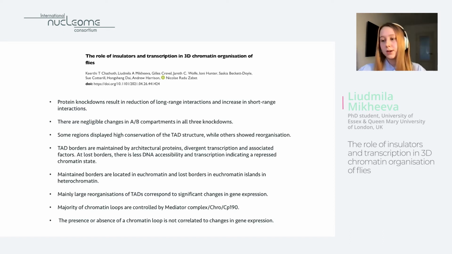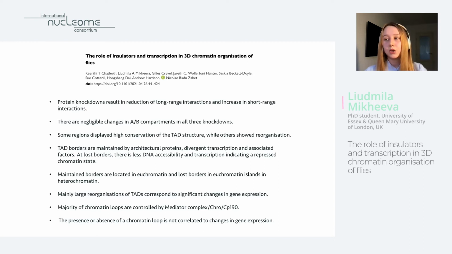First of all, protein knockdowns result in reduction of long-range interactions and increase in short-range interactions. There are negligible changes in AB compartments in all 3 knockdowns. Borders are maintained by architectural proteins, divergent transcription, and associated factors. At lost borders, there is less DNA accessibility and transcription, indicating a repressed chromatin state. Maintained borders are located in euchromatin and lost borders in euchromatin islands in heterochromatin. Many large reorganizations of TADs correspond to significant changes in gene expression, and this is not the case with chromatin loops.